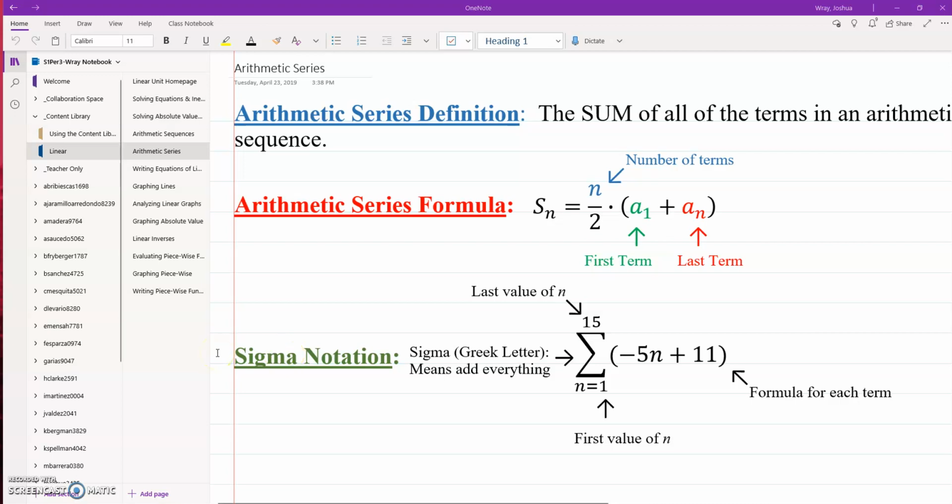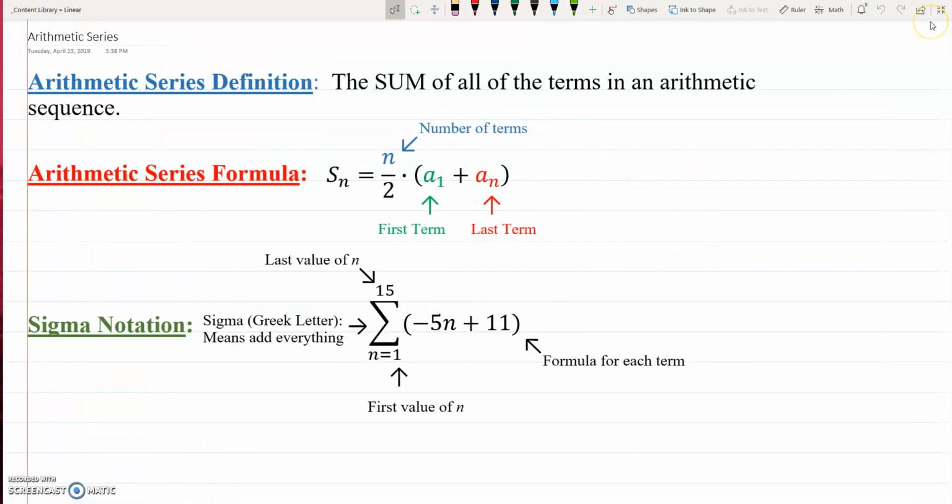Okay, this is the Arithmetic Series notes. And we're going to start with just the definition, super simple. An arithmetic series, you can read, but I'll read to you anyway: the sum of all terms in an arithmetic sequence.